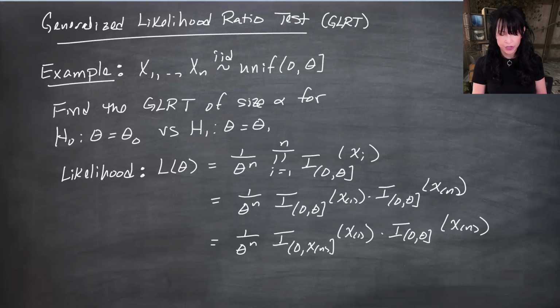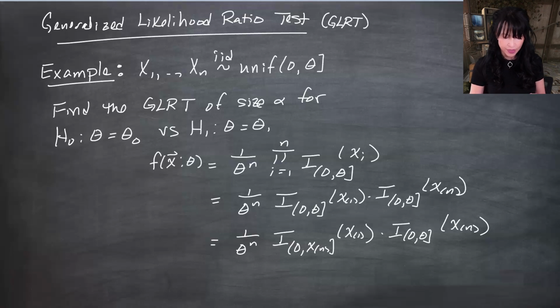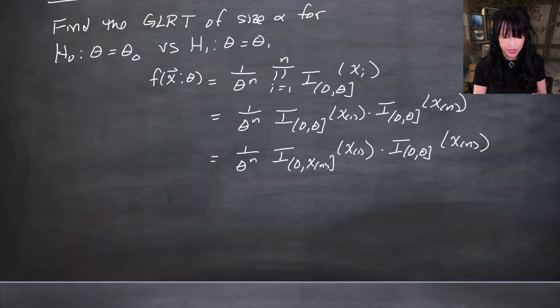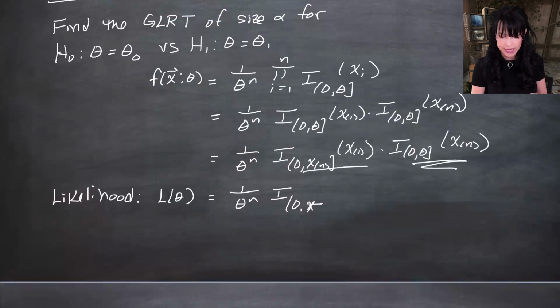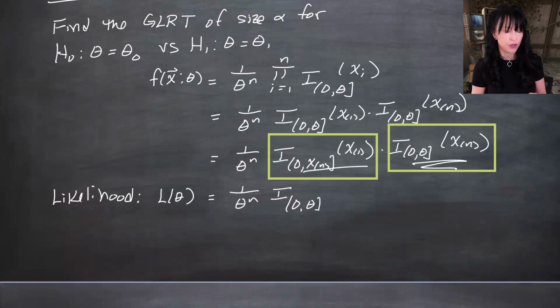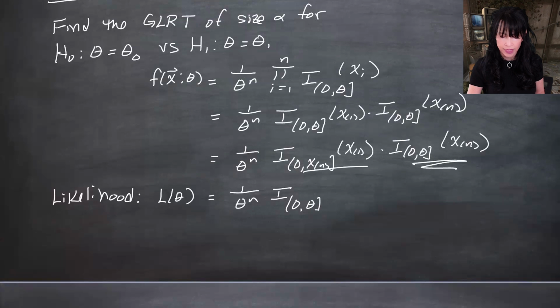I shouldn't have written this equals because I haven't chosen my likelihood yet. This is really the joint PDF up here, and then I'm going to choose the third one to be my likelihood, this sort of simplest one. Sorry about that. The likelihood L of theta, I'm going to take it to be 1 over theta to the n times this final indicator over here. This is constant with respect to theta. So we get the indicator of the maximum being between 0 and theta.